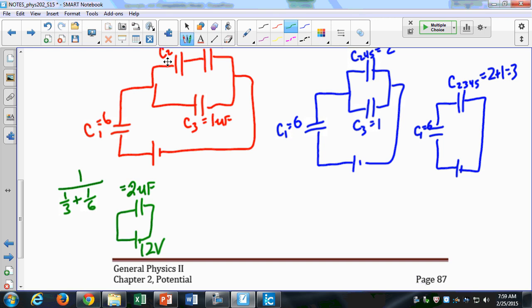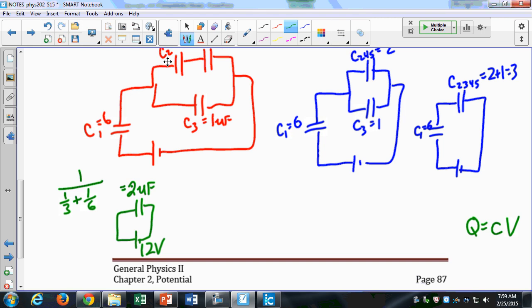If I have 12 volts on my 2 microfarad capacitor, I want to think about how these voltages are distributed across these two capacitors. Now this capacitor is twice the capacitance of this one, right? Do capacitors with a larger capacitance have a bigger or smaller voltage? Remember, Q is equal to CV. We talked about this before. If we hold our Q constant, if C is big, does that mean V is bigger or smaller? Smaller. So if C is big, V is small.